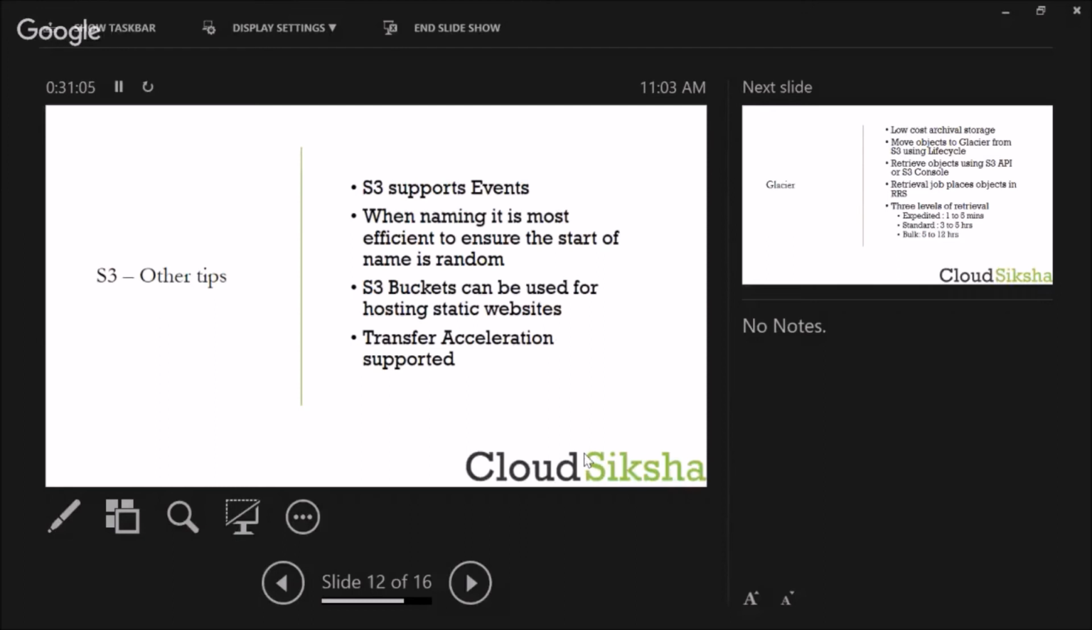So the first file may be stored at time X, the next file, the time would change, and therefore you get certain randomness in it. So whenever you're talking about efficiencies, look for randomness in the first few letters. And if you're given options, choose the one which is the most random.